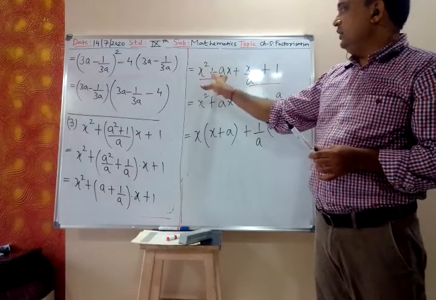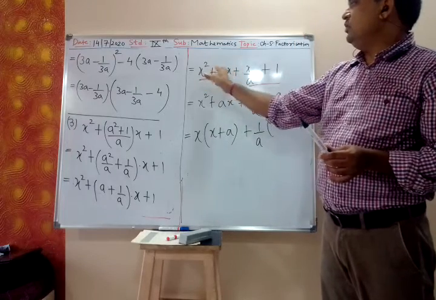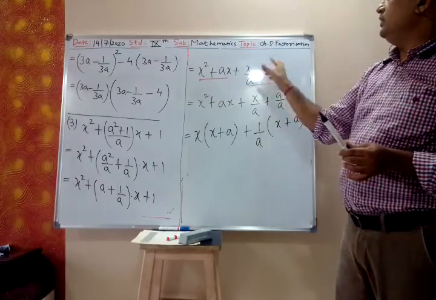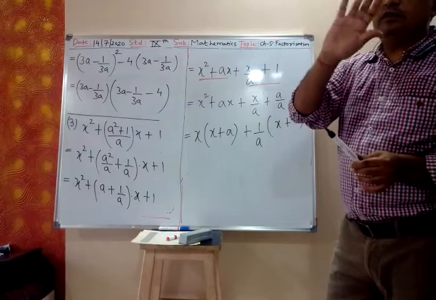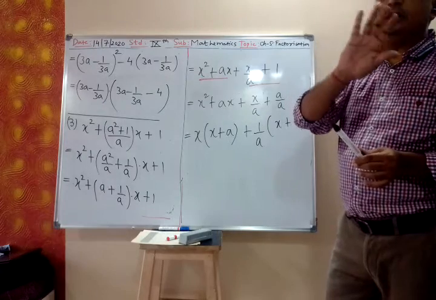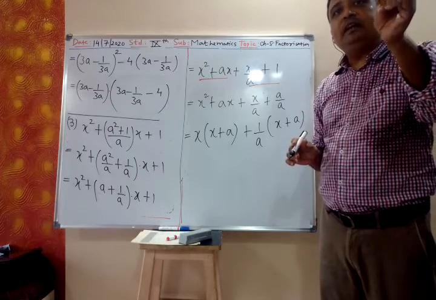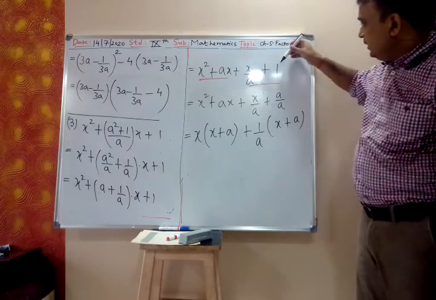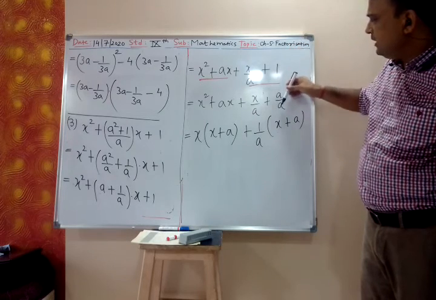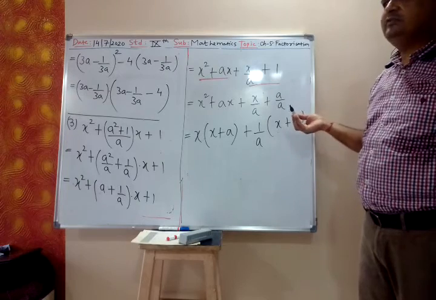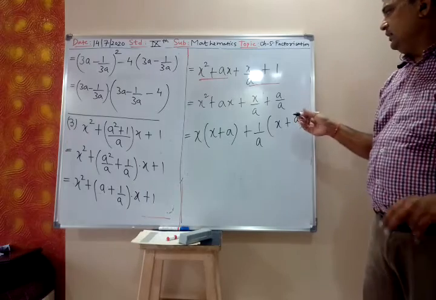See, we are doing the grouping. There are 4 terms. So first 2 I have taken common together, second 2 I have taken together. I am multiplying and dividing by a only. Where there was 1, I have written a upon a. I have multiplied by a and divided by a, so the equation is balanced.